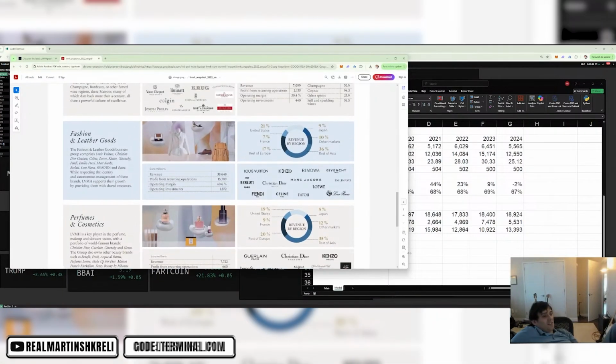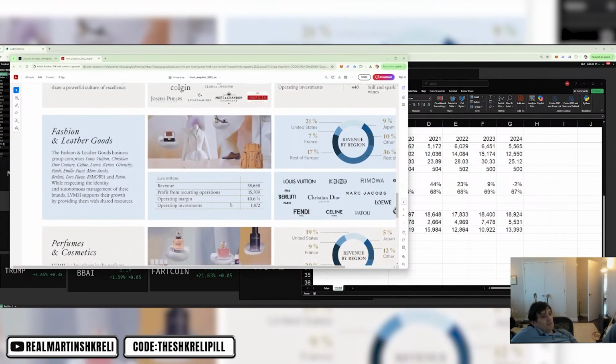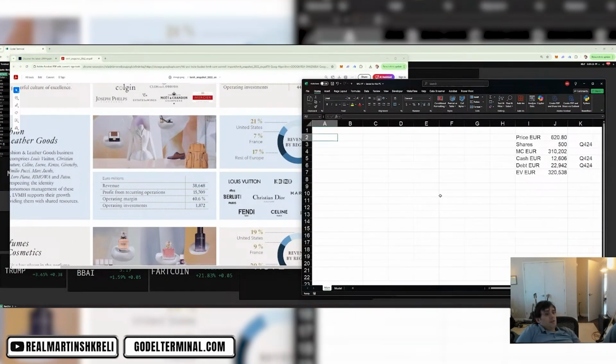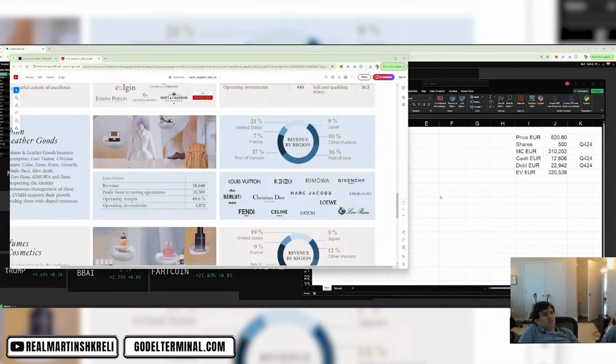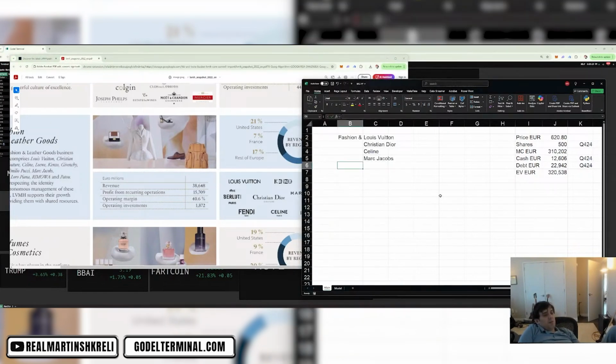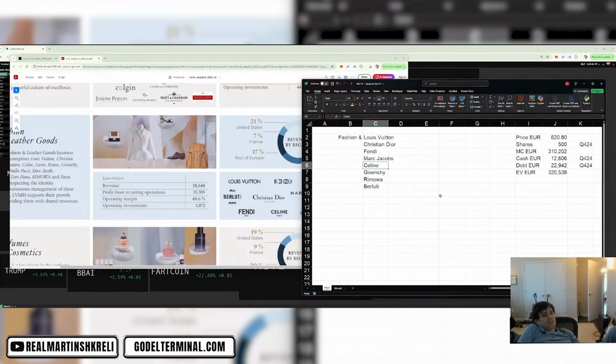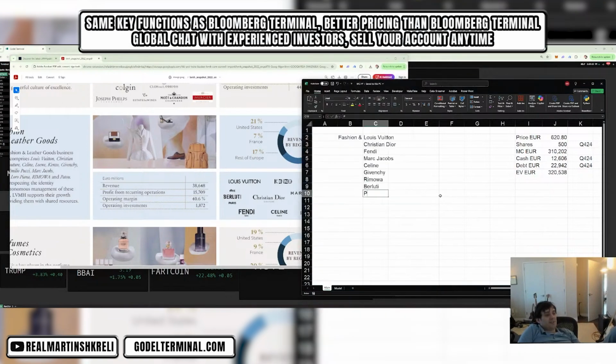Okay, so what's in fashion and leather for them, of course, they don't break it out by brand, which is a little annoying, but Christian Dior. Isn't Dior still public? Marc Jacobs. I'm writing the ones I know first. I see Celine ads. I don't know what they do though, what their clothes are.